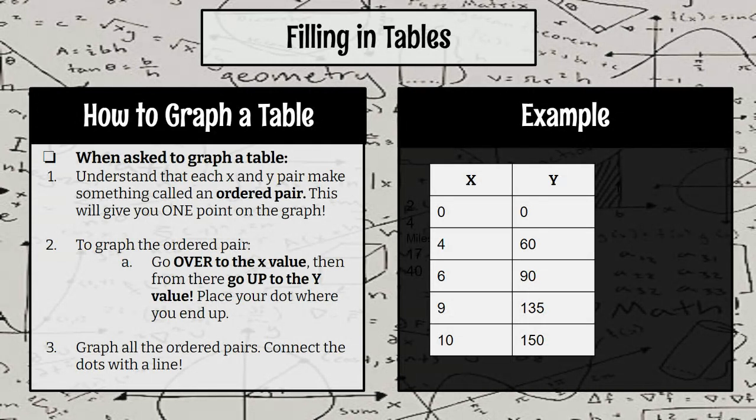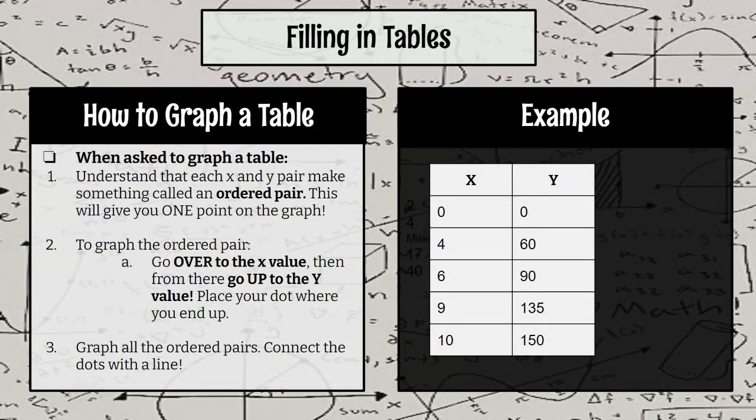Okay, so if I look at my table to the right, I've got the ordered pairs 0, 0. That's X is 0, Y is 0. And then I've got 4, 60. So X is 4, Y is 60. That's another one. And then 6, 90, 9, 135, 10, 150. So what those ordered pairs tell you to do is where to place the point on your graph.